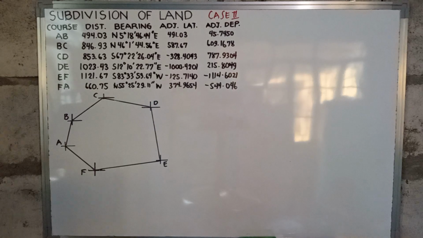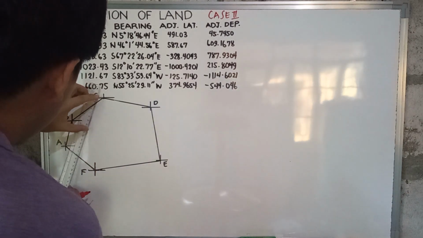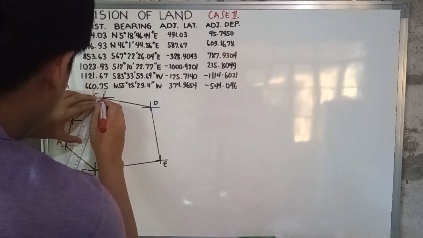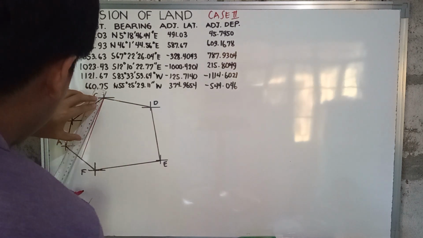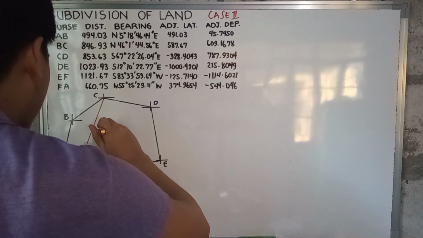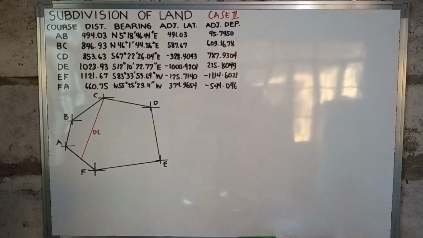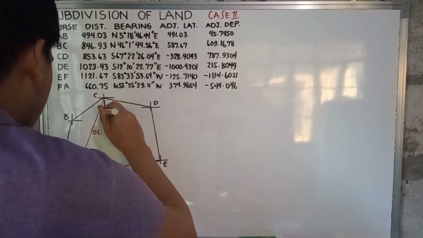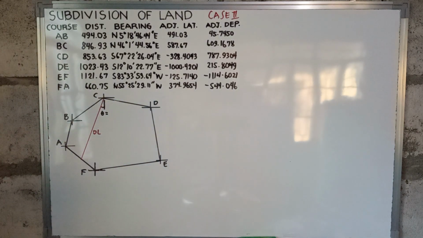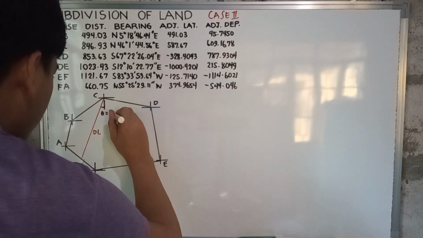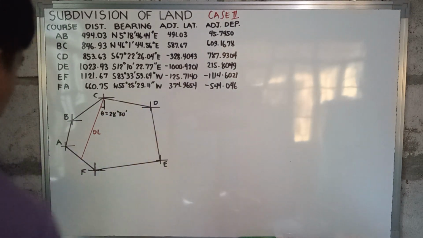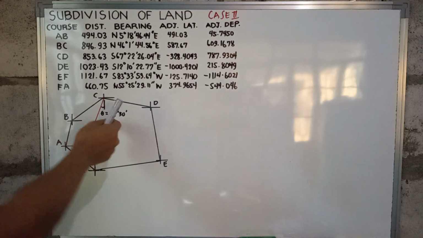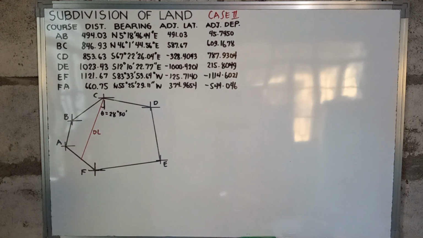So hanapin natin dito, sabihin natin na ito yung dividing line natin. So let's say na this is our dividing line. Tapos yung direction nito is yung theta natin. Theta is equal to 28 degrees 30 minutes southwest. So south to west siya. So gagawin lang natin dito is yung mga same procedure natin na ginagawa.